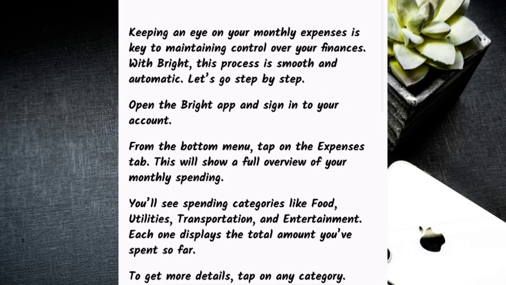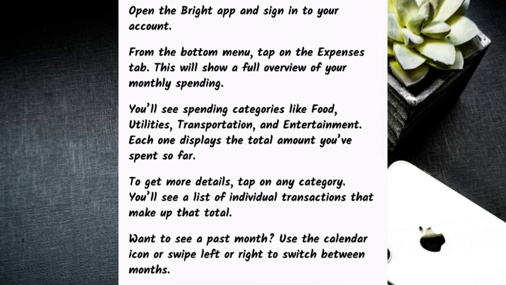So first, open the Bright app and sign into your accounts. Then, from the bottom menu, tap on the Expenses tab. This shows a full overview of your monthly spendings. You're going to see spending categories like food, utilities, transportation, and entertainment. Each one displays the total amount that you've spent so far.